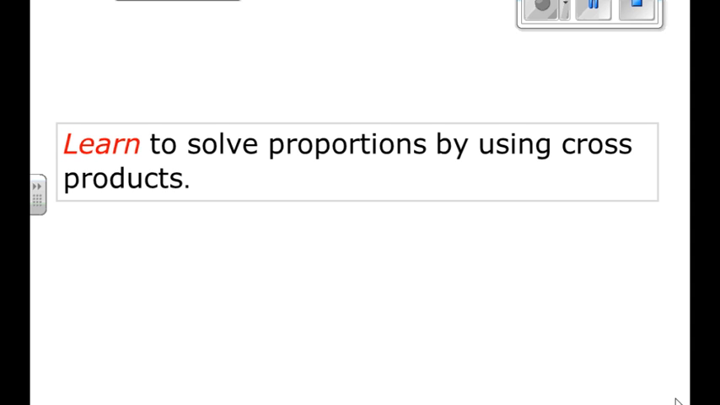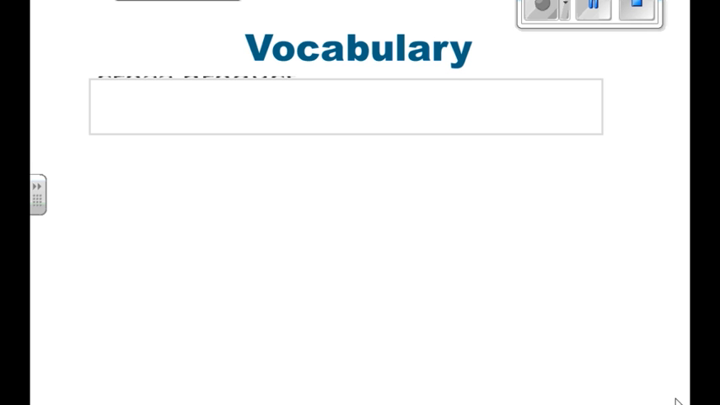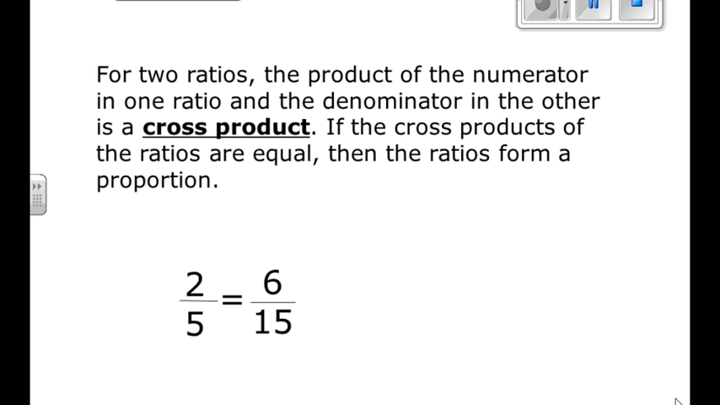Alright, for this lesson we're going to be solving proportions by using cross products. So we are solving proportions. Now cross product, you will also hear this be called cross multiplication because product means multiply. And so for two ratios, the product of the numerator in one ratio and the denominator in the other is a cross product. If the cross products of the ratios are equal, then the ratios are proportional.